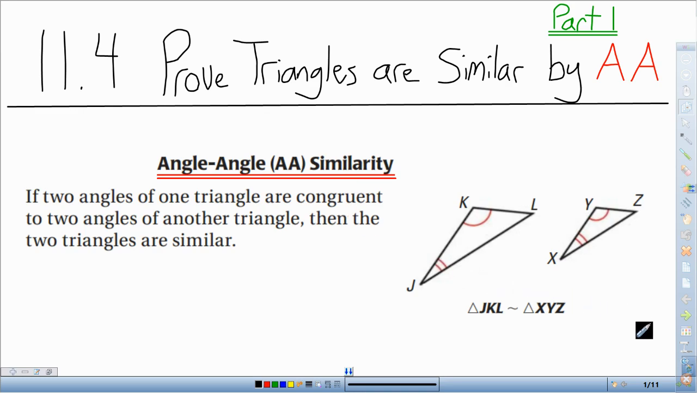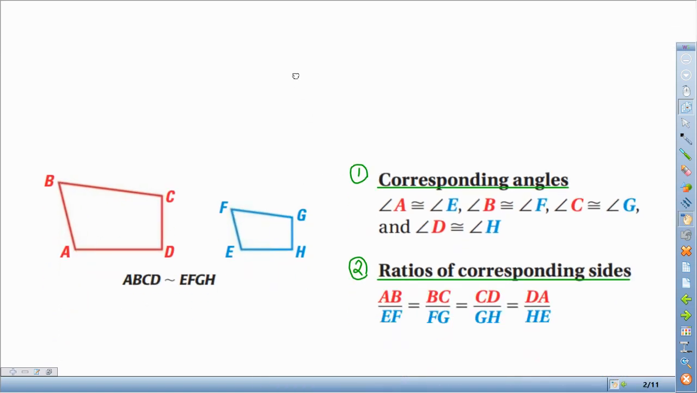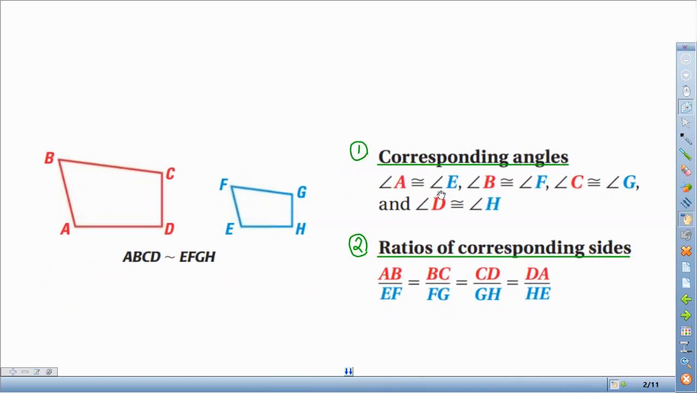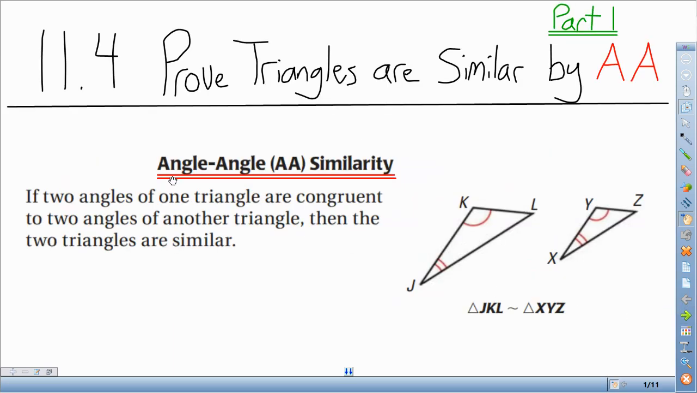All right, if you guys remember in the previous lesson, to say two triangles are similar, both of these things had to be true. All of their corresponding angles had to be congruent, and the ratio of their corresponding sides had to be equal. Well, today, now we know a shortcut. If we can prove angle-angle similarity, then we can say that two triangles are similar, and we don't have to do all the other stuff, which is really nice.